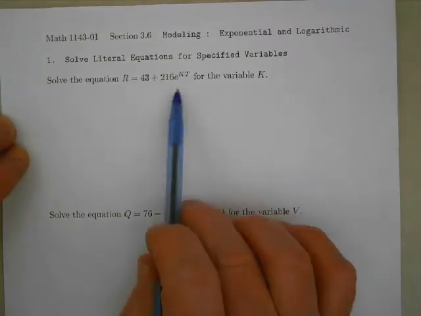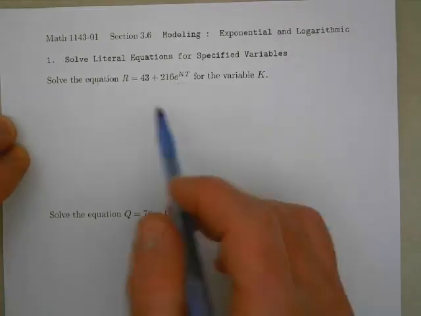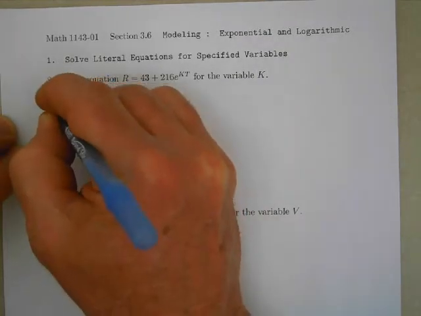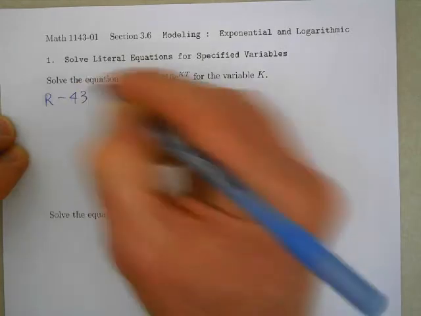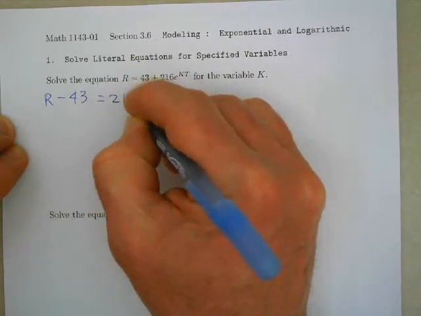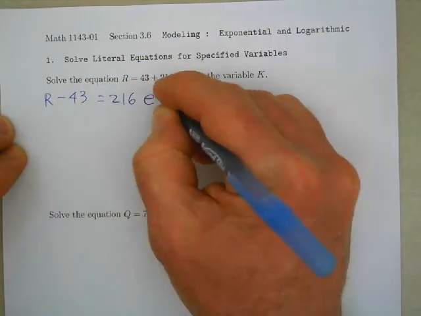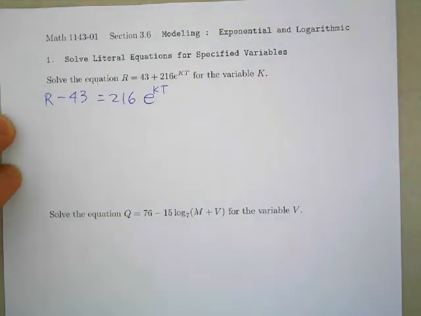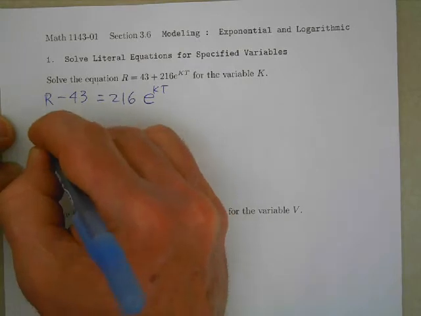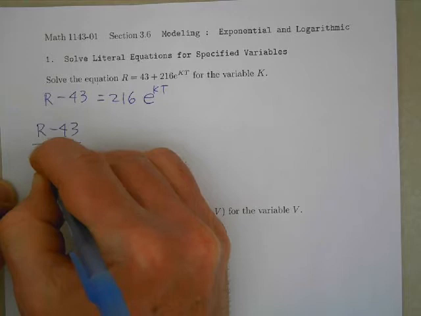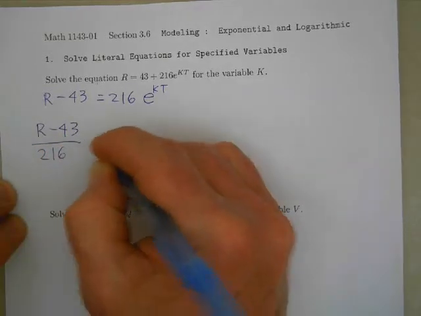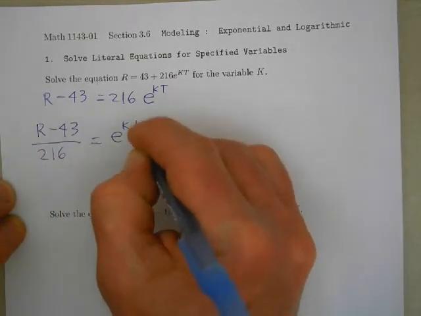So first we want to isolate e to the kt. So first subtract 43 from both sides. So r minus 43 equals 216 times e to the kt. Then divide both sides by 216. So we get r minus 43 all divided by 216 equals e to the kt.